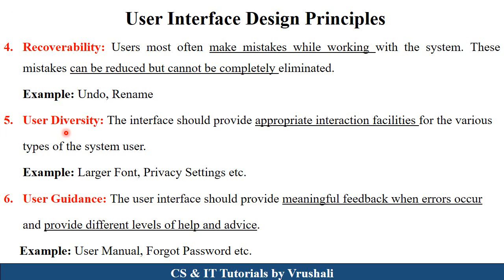The next one is user diversity. User diversity means different types of users use the particular application, right? So this kind of options are given, like large font, smaller font. So users set those fonts as per their requirement, right? Next, privacy settings. In privacy settings also there are different types of options available, like status privacy in WhatsApp. So which type of persons can see the status, that is public, private. So this kind of options are given as per user diversity.